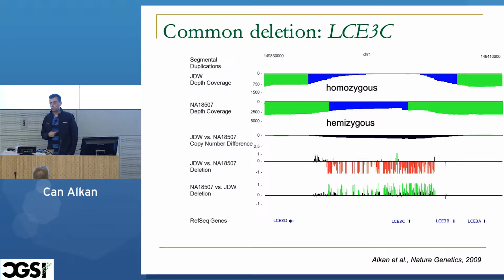And the deletions are going to look similar, so it will just be less reads aligning. So this is the genomes of Craig Venter and an African genome. You can see almost no reads mapping in the LCE3C gene in Craig Venter, in Watson, sorry, which corresponds to a homozygous deletion. Or just a depletion in the coverage, but it's not 0, which signals to you a hemizygous deletion in the African genome.